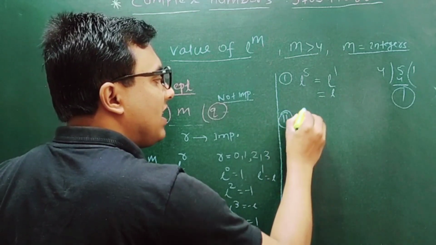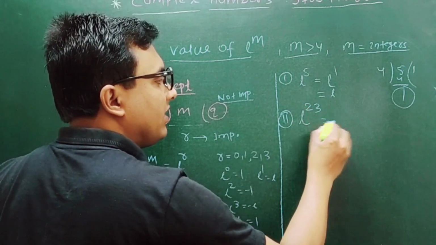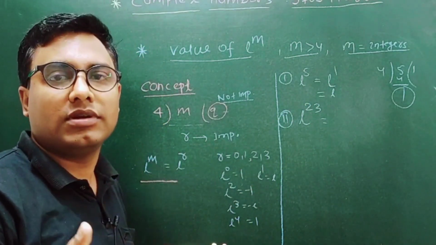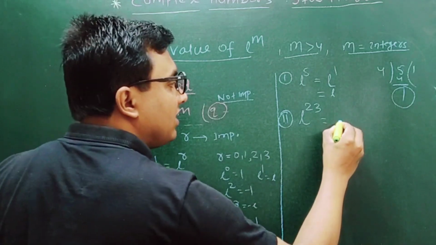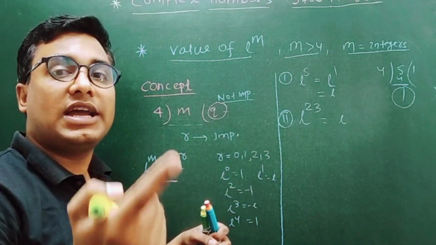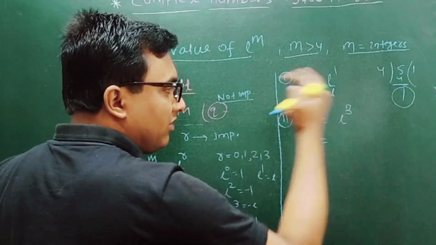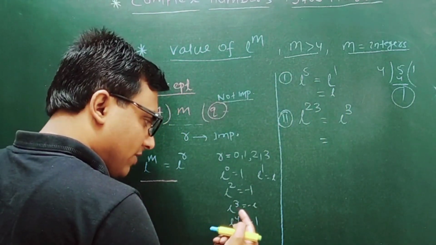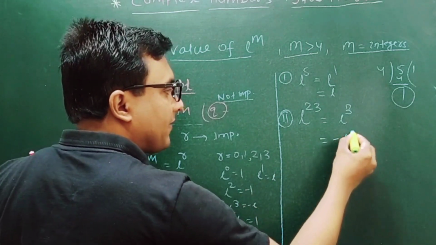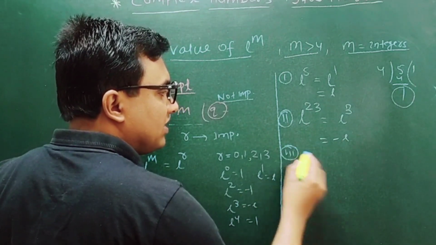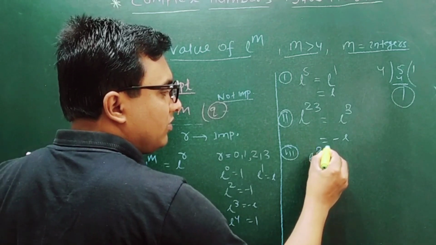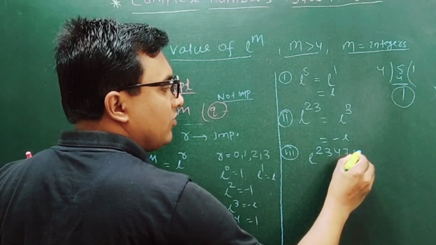Second question is iota to the power 23. Divide 23 by 4, we get the remainder. What is the remainder? 4 fives are 20, 20 plus 3, that means the remainder is 3. What is the value of iota to the power 3? Minus iota. Third question is iota to the power 2, 3, 4, 7, 2, 1.